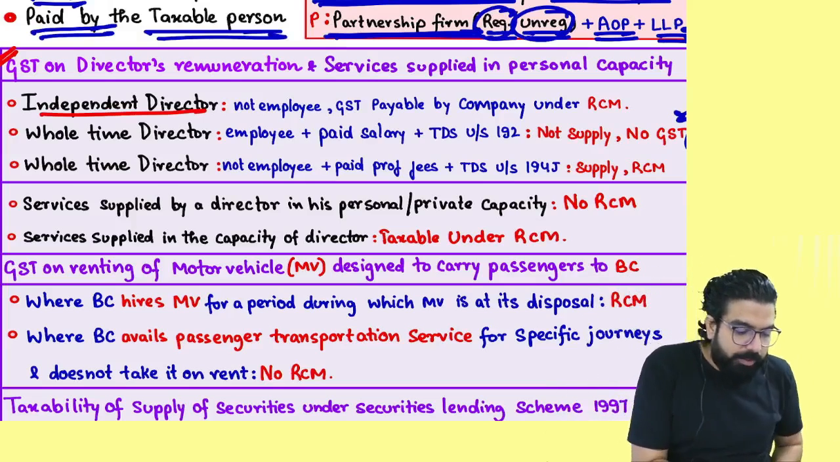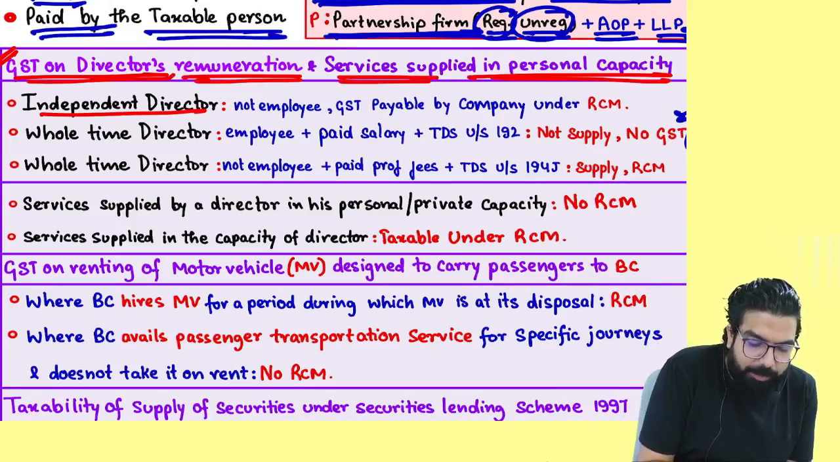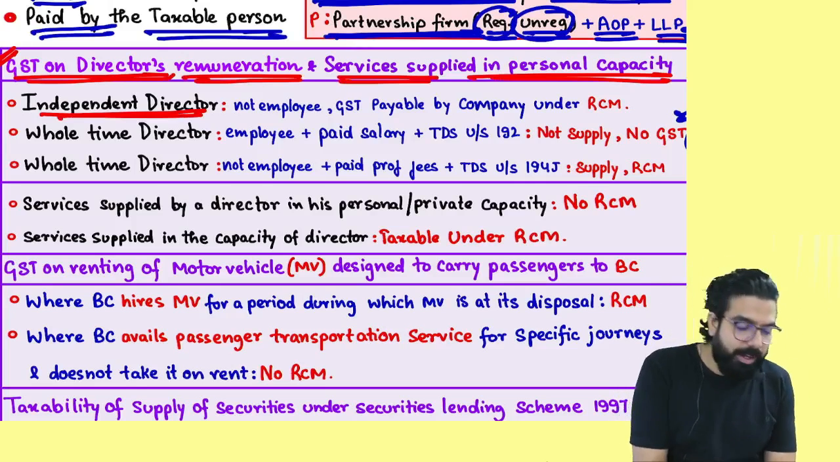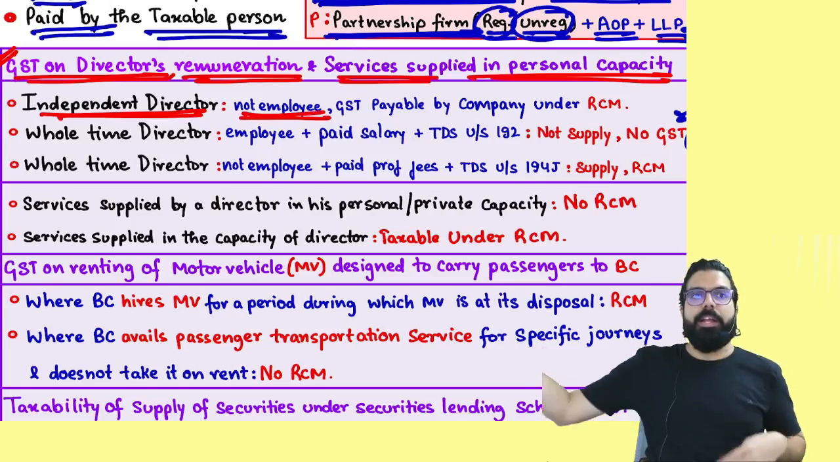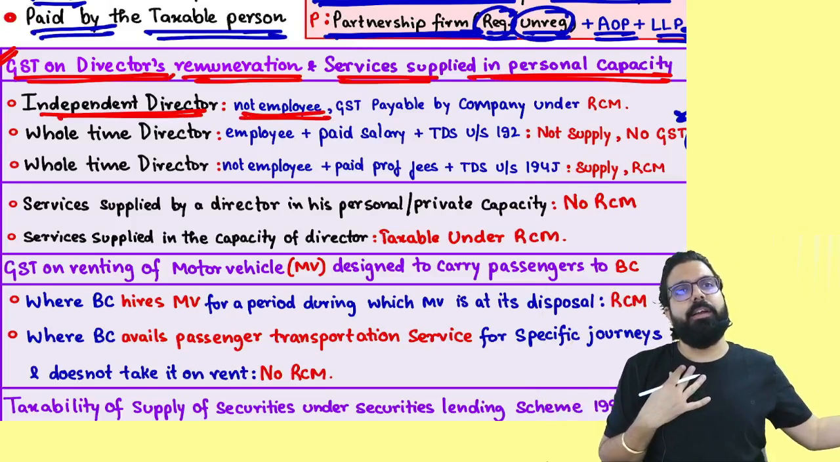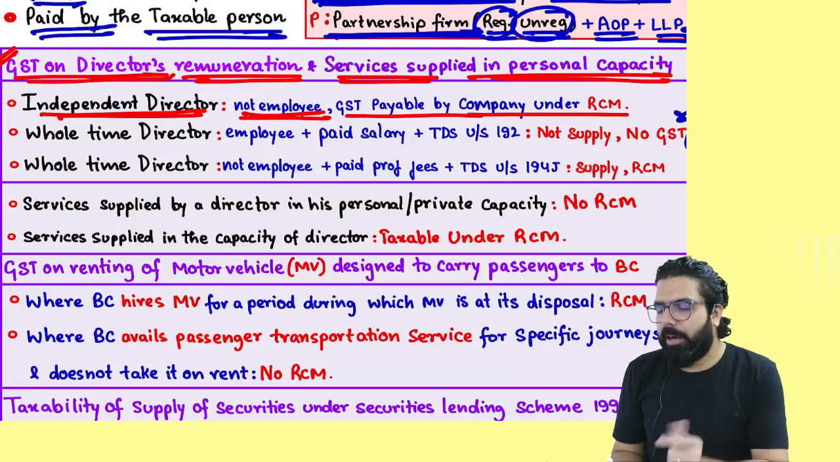Everyone here now. Sir, GST on director's remuneration and services supplied in the personal capacity. Now, independent director. Independent directors are never employees of the company. An independent director gives a service to the company, and the company has to pay GST under RCM. Always remember, GST is payable by the company under RCM.